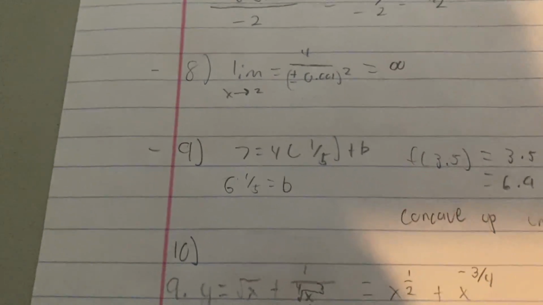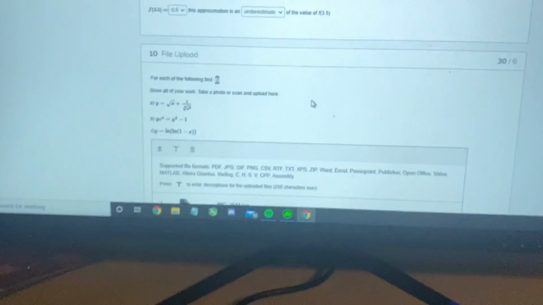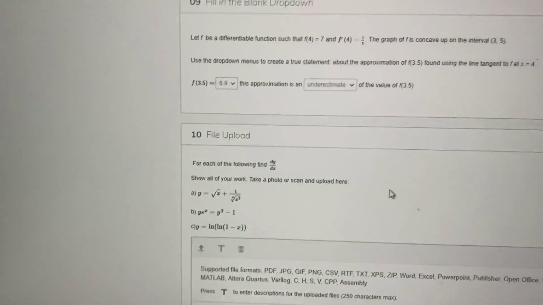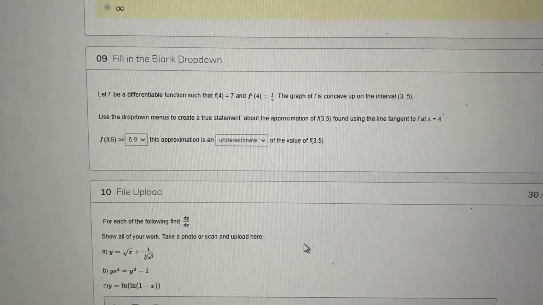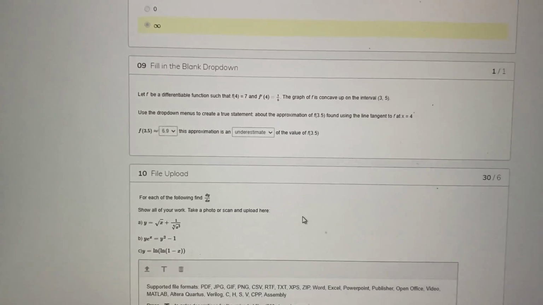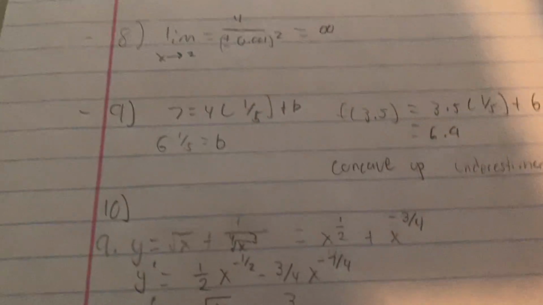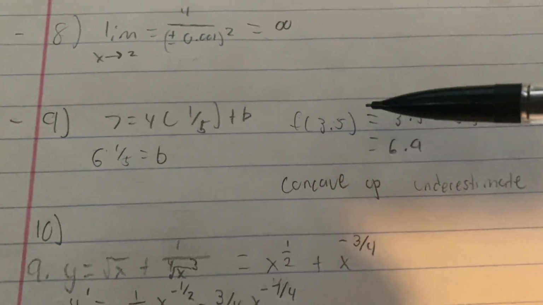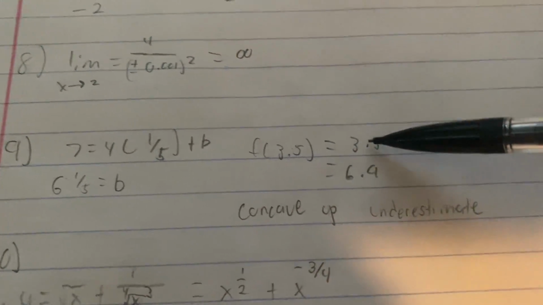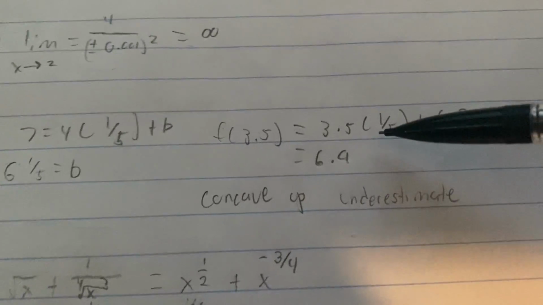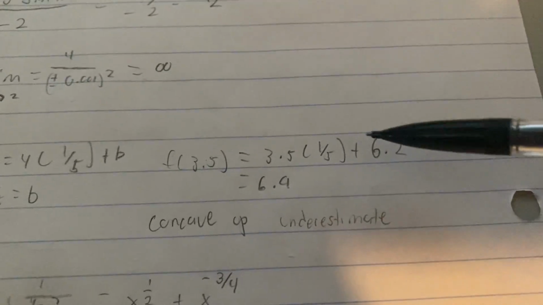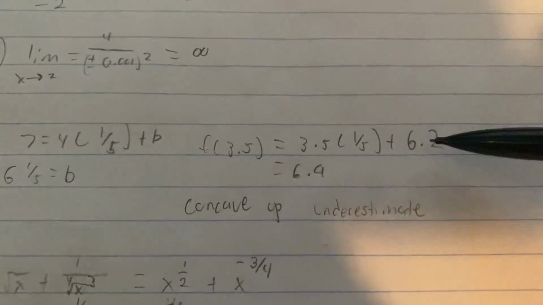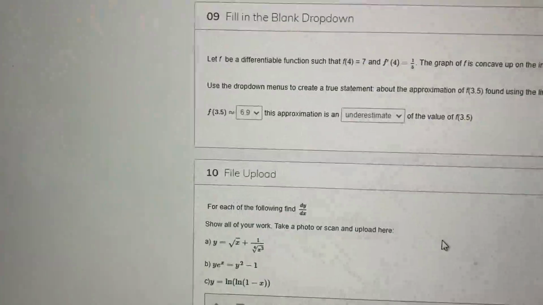Once we have b, we use the approximation of 1/5 for the slope in order to find 3.5. So it's another y equals mx plus b. Very simple. You plug in f of 3.5: 3.5 is obviously our x value, times the slope of 1/5, which is our approximation slope, plus the b value that we found, 6.2, and we get a total of 6.9. 6.9 right here.